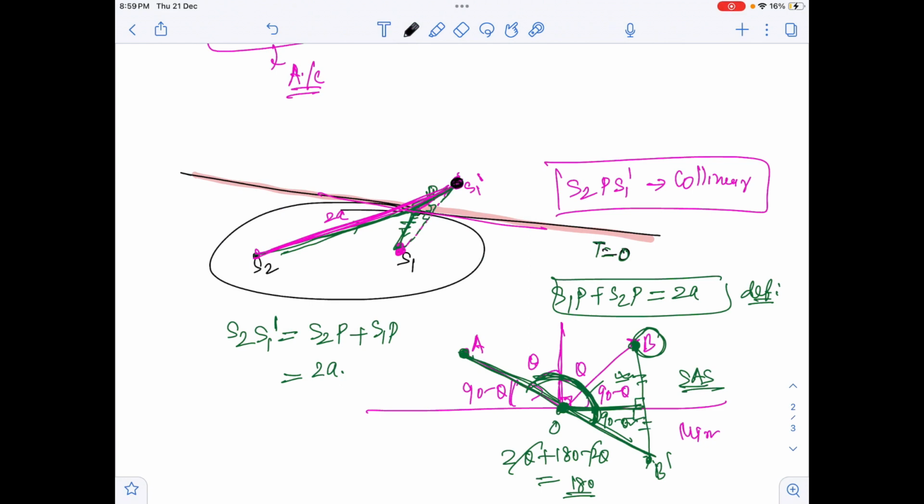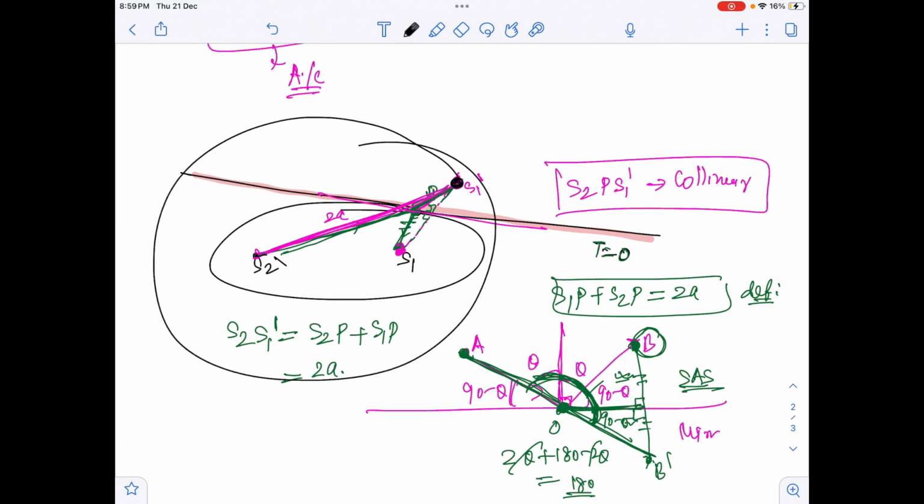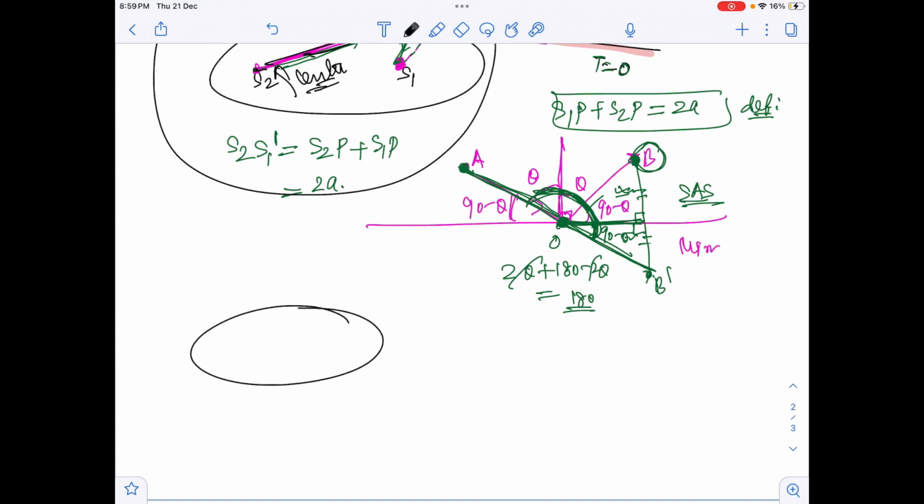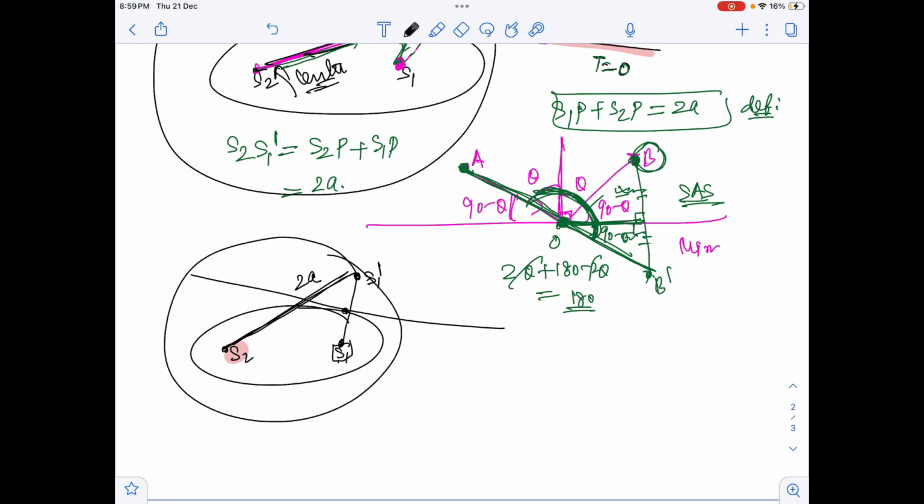So can you guess what will be the locus of S dash? What will be the locus of S dash? Yes, it is a circle with S2 as the center and 2A as the radius. It's a very remarkable property. To sum up, if we have an ellipse with foci S1 and S2, the locus of the image of a focus in any tangent line will lie on a circle with the other focus as the center and 2A as the radius. Okay, similarly you can repeat for the other focus.